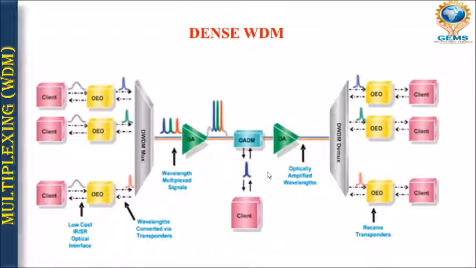This is a good example of dense WDM and how it works. Here we have some clients. Clients are attached to transponders, and again we have a WDM multiplexer, and here we have an optical amplifier. Here we have a demultiplexer, and the optical amplified wavelength is demerged, and again the input signal is received as the same original signal at the end of the receiver.